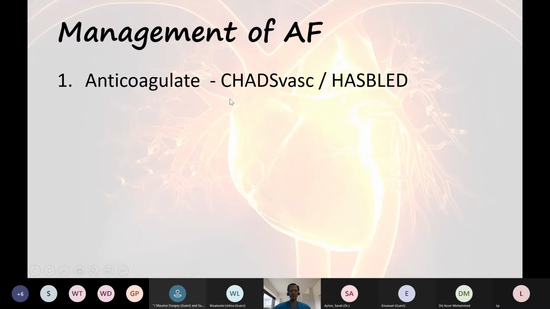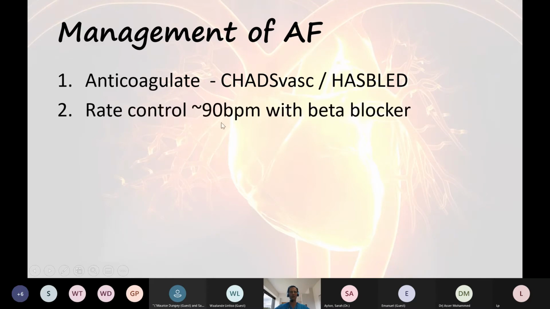And even if you've got lone AF with a CHADS-VASc score of 0, then in that situation, the risk of anticoagulation still outweighs the benefits. So that statement holds good basically for all patients that you're not going to anticoagulate. We then want to rate control patients, probably to a rate of about 90 or lower. And we've done research studies which show actually fairly loose rate control, rates of 110, are fine, and actually patients feel worse if we more tightly control them than that fast rate.